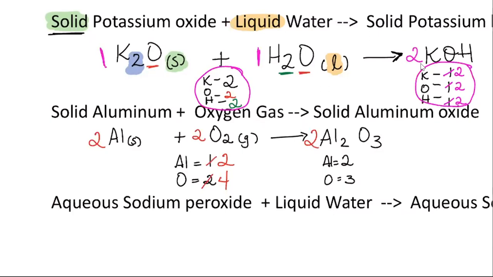So if I change my aluminums to 2 in order to increase my oxygens, then I notice that my aluminums will go to 4. My oxygens will go to 6. So maybe putting those 2s is not a great idea. So let me take them away.